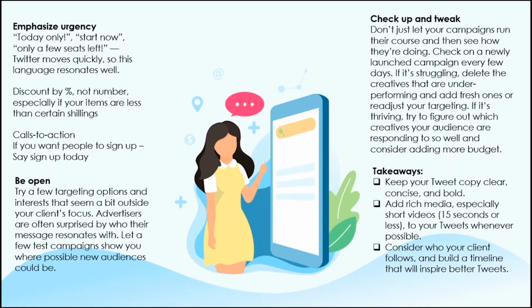Twitter campaigns. One of the things is emphasize urgency. The other thing is be open, check up and tweak. Then I'll also talk about the takeaways. So along the way as you're creating your advertising on Twitter, or as you're creating your story on Twitter, one of the things you need to do is create some form of urgency with this promoted tweet.